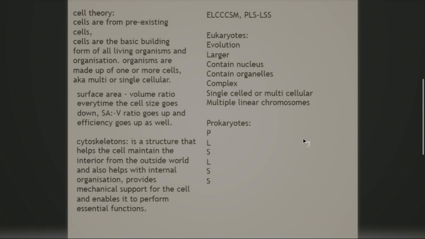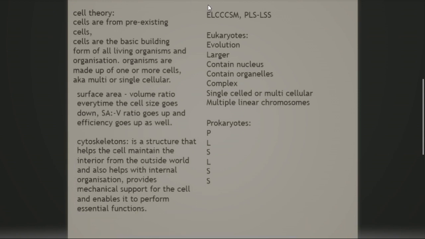So simply put, cytoskeletons help the cell maintain the interior inside and keep the outside world outside. It also helps with internal organization, provides mechanical support for the cell, and enables it to perform essential functions. I think I've summarized it perfectly right here. This is essentially it. Unless you want to get into the nitty-gritty, that's essentially it.